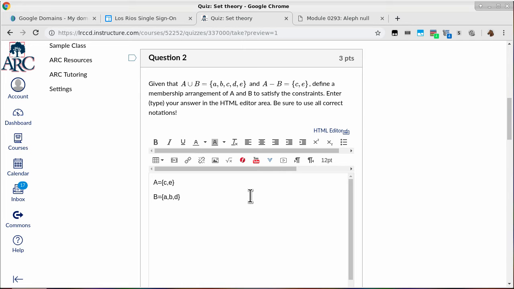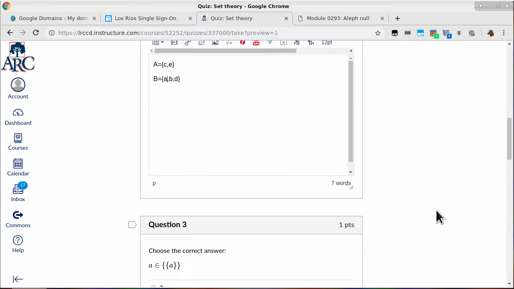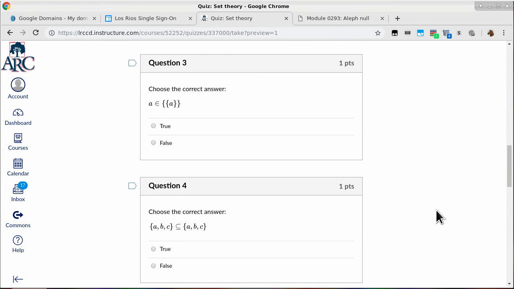All right. So let's move on and talk about number 3. Choose the correct answer. You got a 50-50 chance to get it right, even if you know nothing about this sort of thing, right? So the question is: is lowercase a an element of a set that has one element which is by itself a set that has A as its element? And the answer is false.